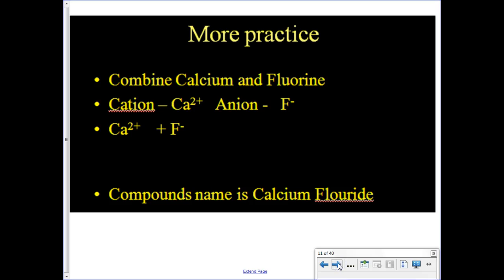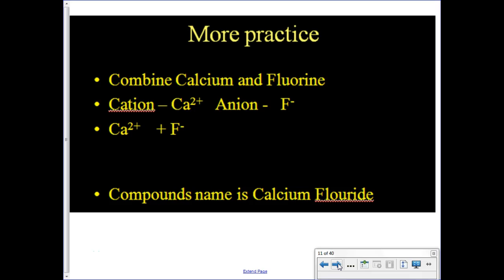Okay, let's try another one. Calcium and fluorine. So we know that calcium is a metal, so it's our cation. It carries a +2 charge. Fluorine is a nonmetal. It becomes an anion. It carries a -1 charge. The name is calcium fluoride.